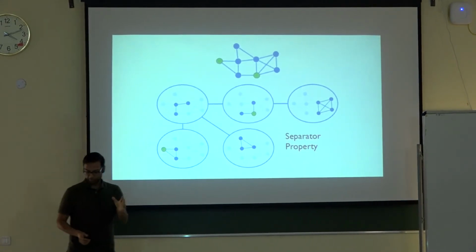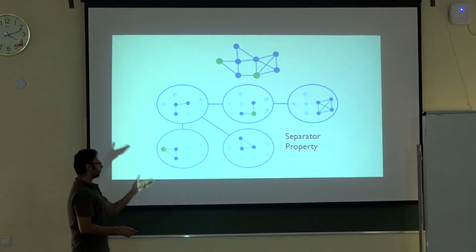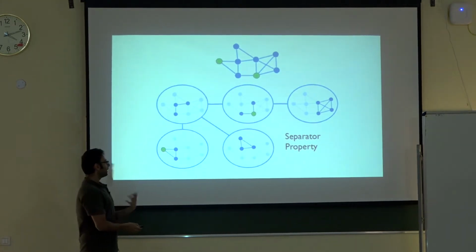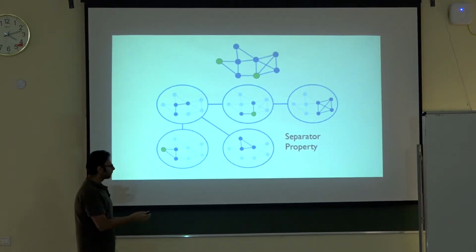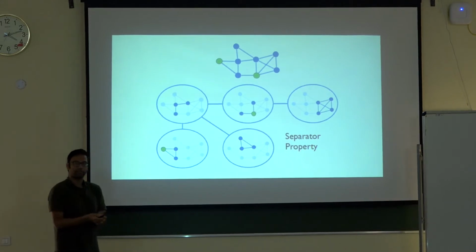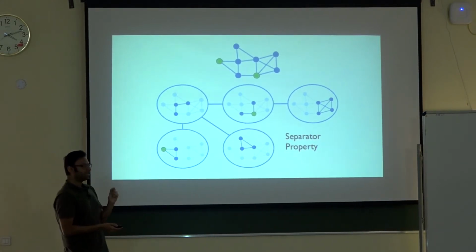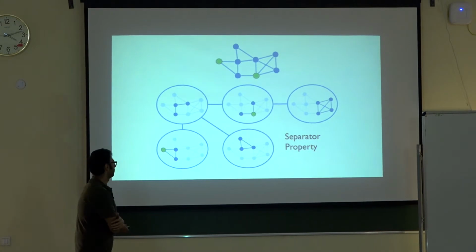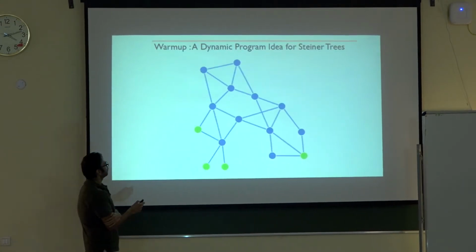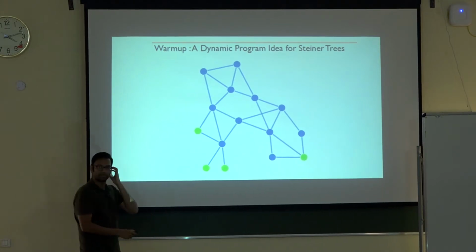Okay, now let's go back to the original problem at hand, which is Group Steiner Tree. But before going into Group Steiner Tree, let me show you how to use these notions of tree decomposition and separators to design a dynamic programming algorithm to solve the Steiner tree problem. Okay, and that will also motivate the Group Steiner problem. So let's do a DP. As a warm-up, let's do a DP idea for the Steiner tree.